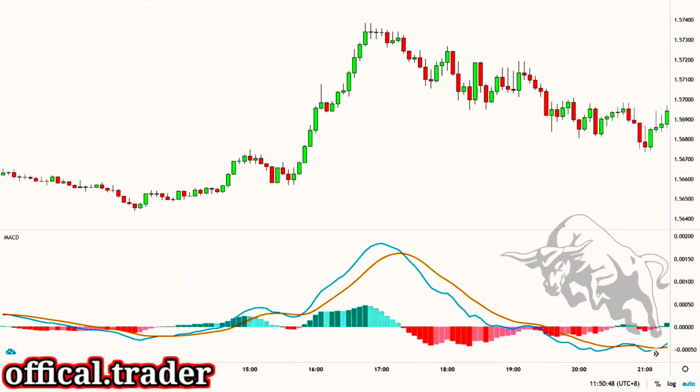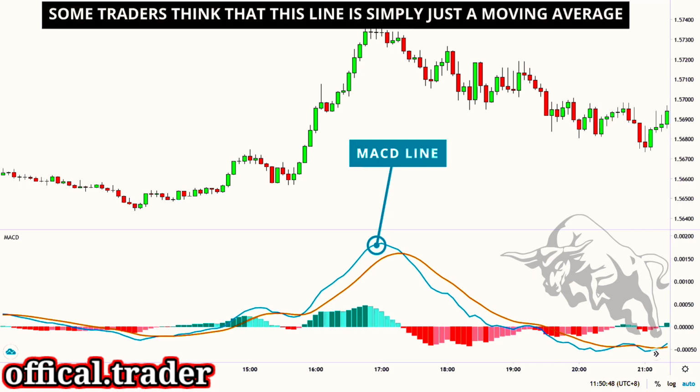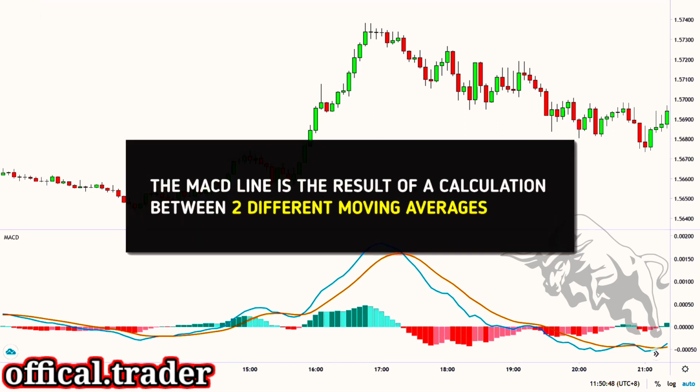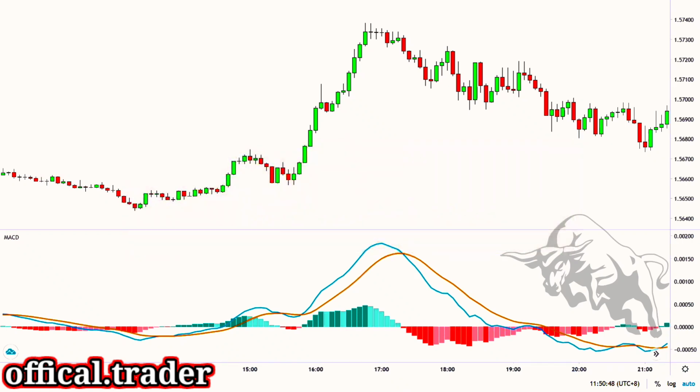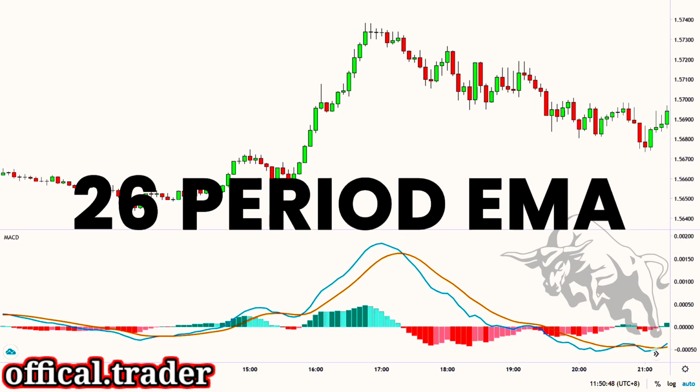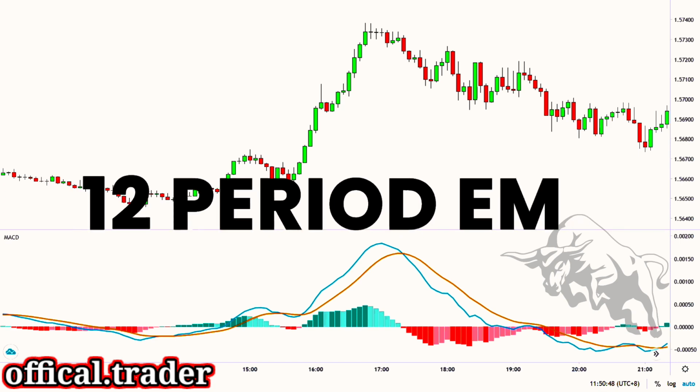So the first component of this indicator is the MACD line itself, which is in blue. Some traders think that this line is simply just a moving average, but this is not true. The MACD line is the result of a calculation between two different moving averages. So if you're using the default settings for this indicator, then this line will be calculated by subtracting a 26-period exponential moving average from a 12-period exponential moving average.